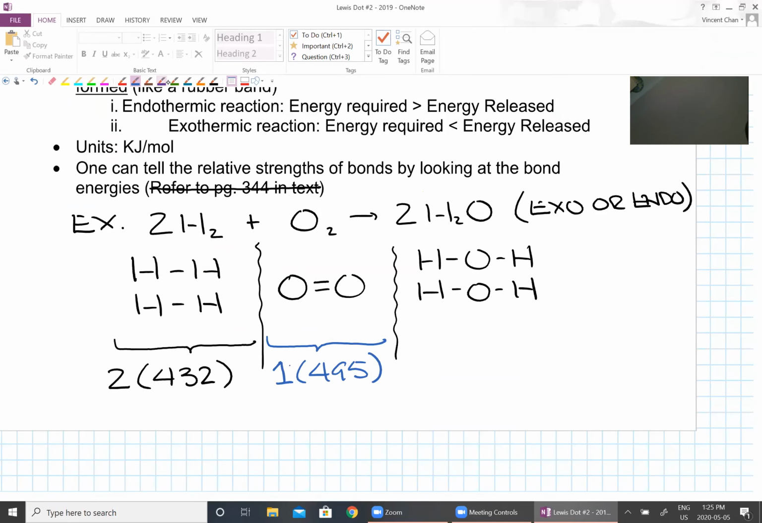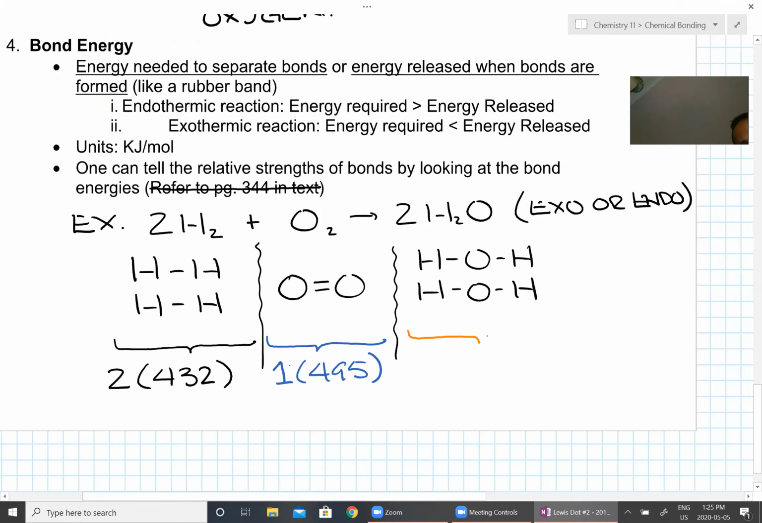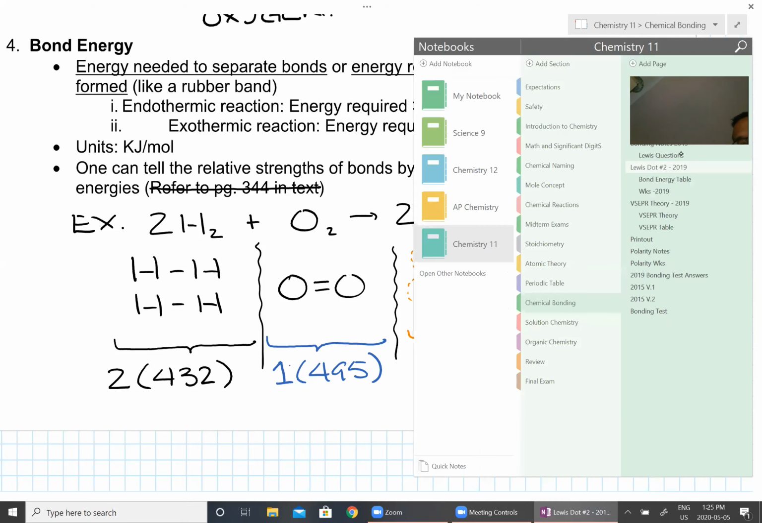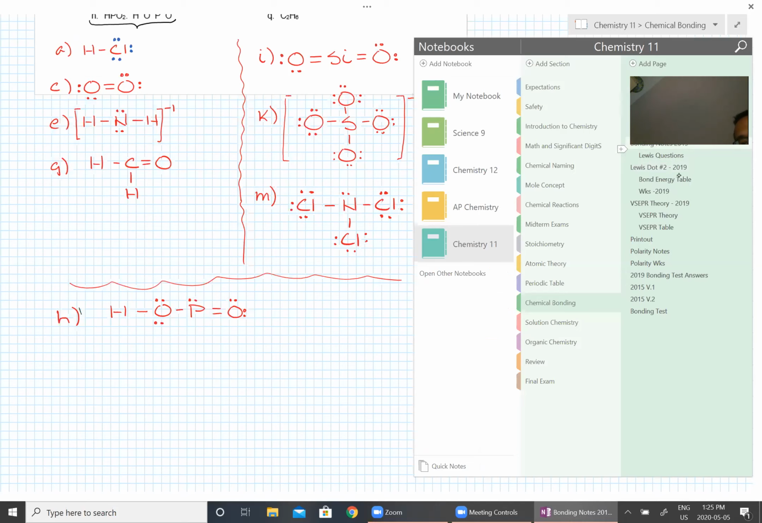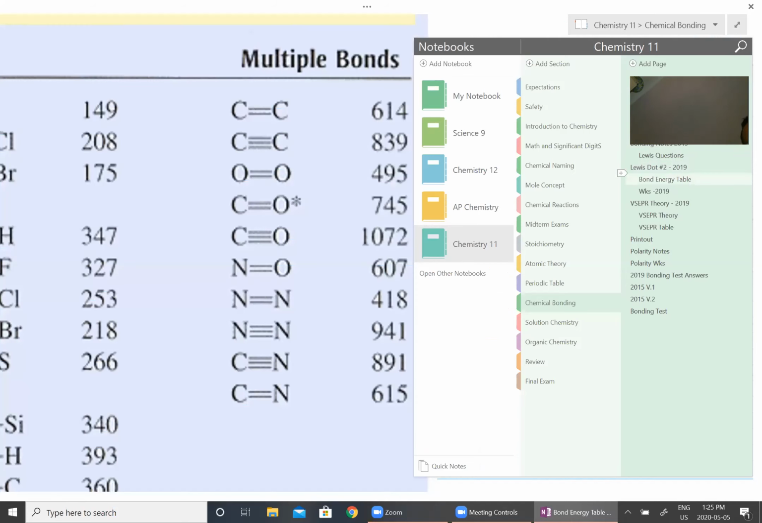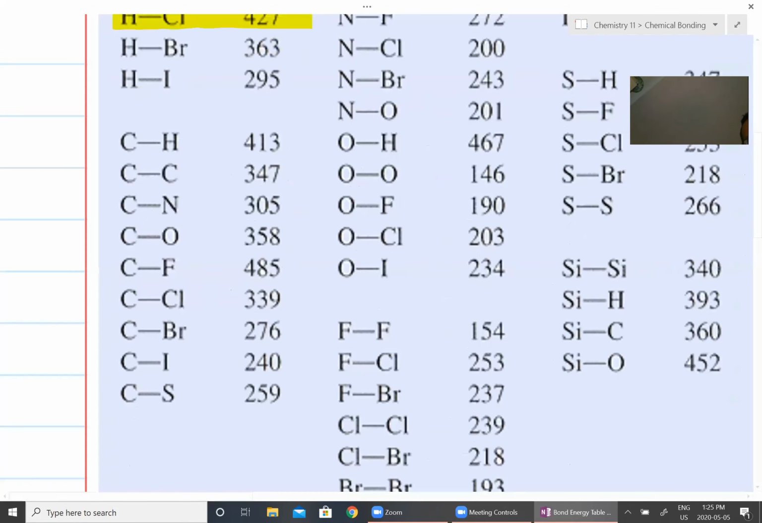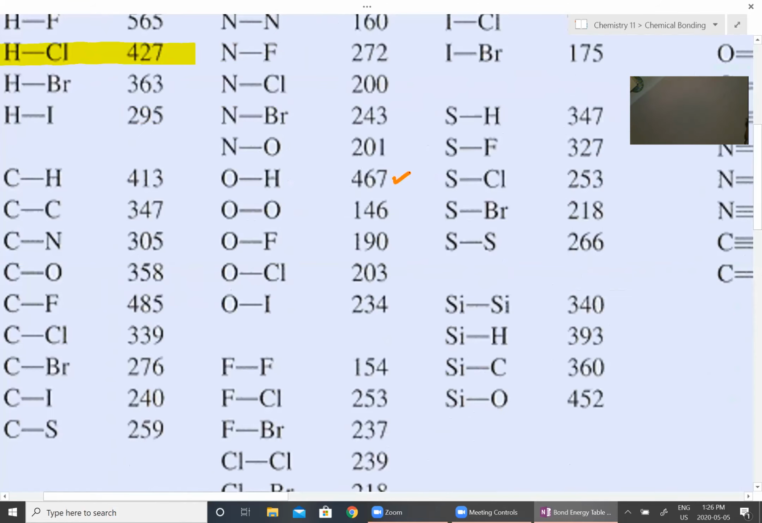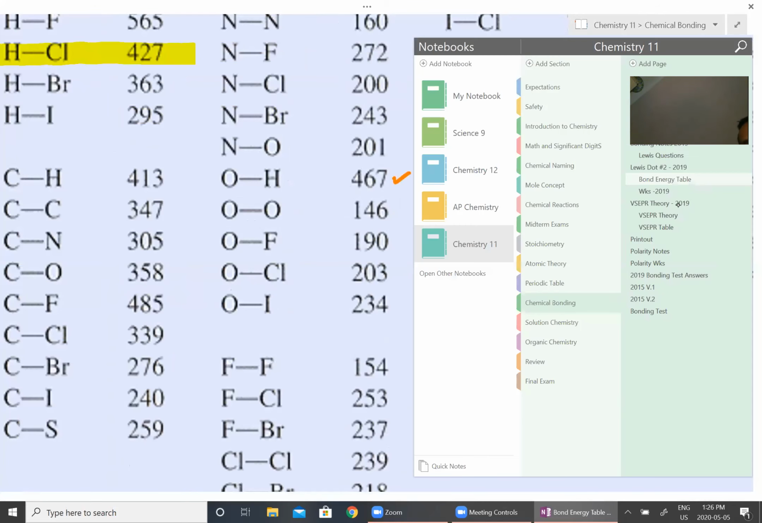And for water, we have this OH bond. This one here, there's another one here, another one here, another one here. So there's 4 of them. So it's 4 times OH, okay? Where's the OH? OH, OH, OH. Where's O? Ah, right here. 467. Okay? So we do that.